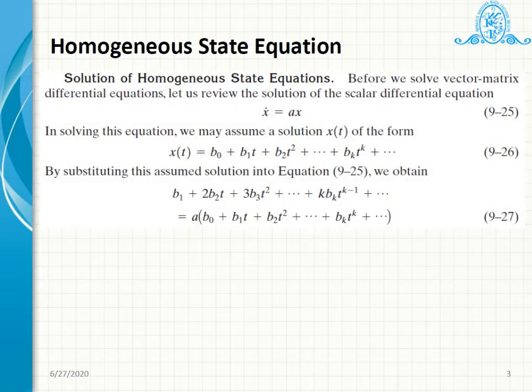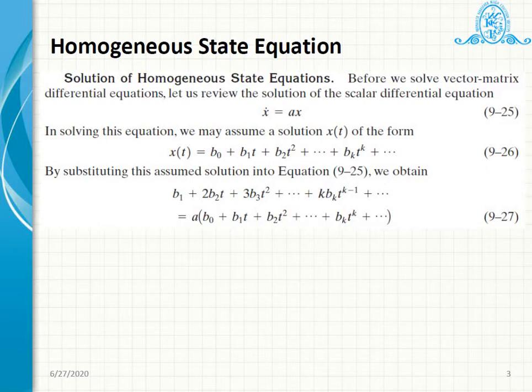So here, solution of homogeneous state equation. When I say x dot is equal to Ax, x is a column vector from x1 to xn, and x dot is the derivative of the state vector, so x1 dot, x2 dot up to xn dot. In that case, capital A is a system matrix. If I say the order of the system is n, then it is an n by n matrix.